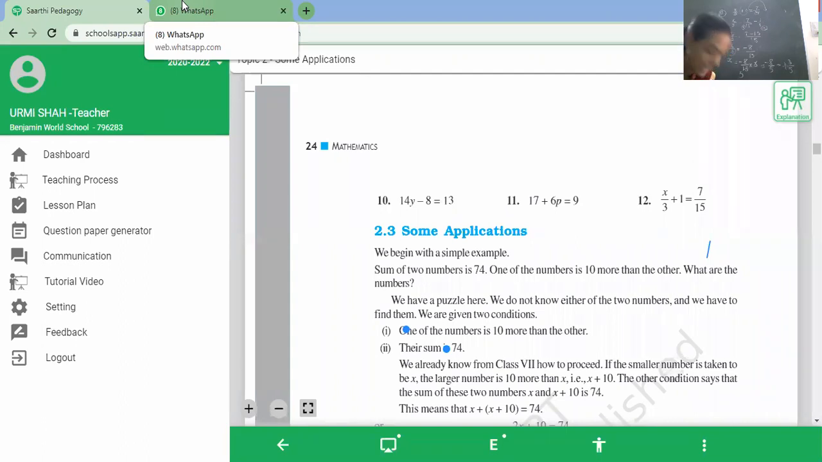Ma'am, will you send the PDF? I will not send it right now. At the end of this chapter, I will send the PDF of the whole chapter. Till then you have to try it yourself only. On Saturday, I will send the whole PDF of this chapter. Okay, ma'am.